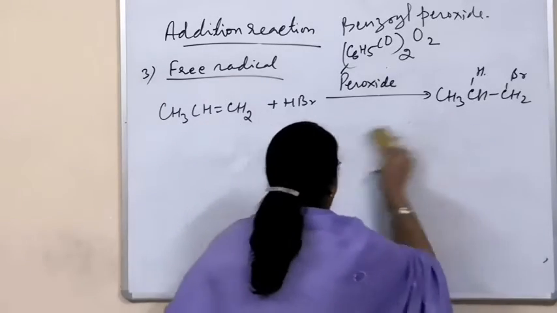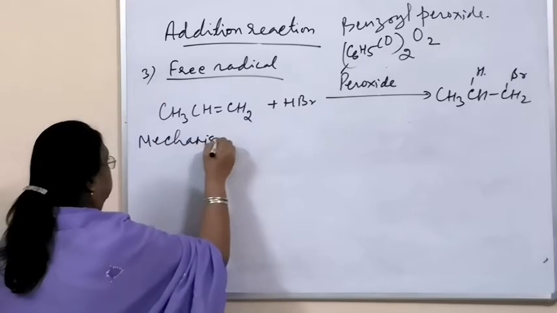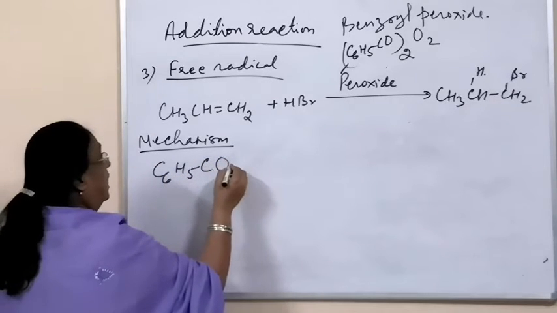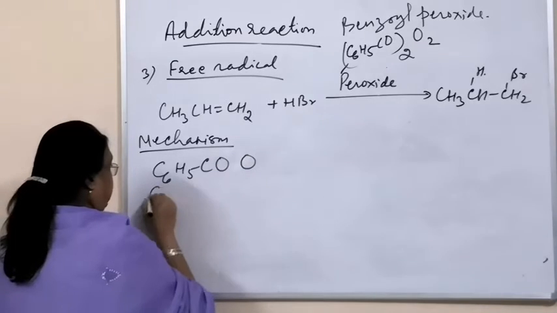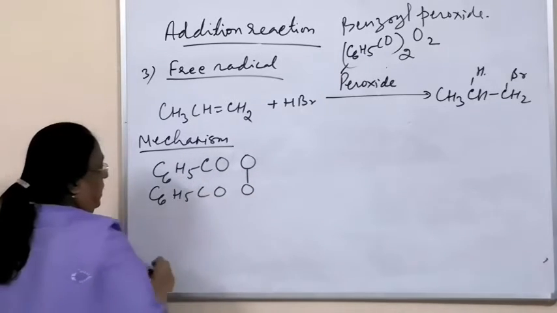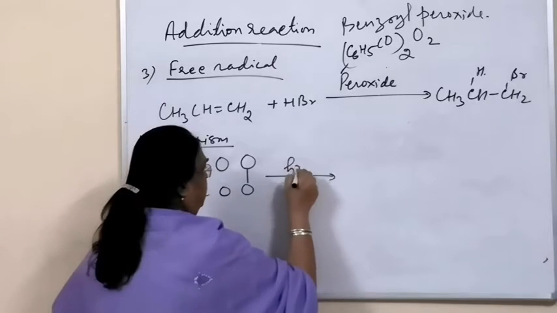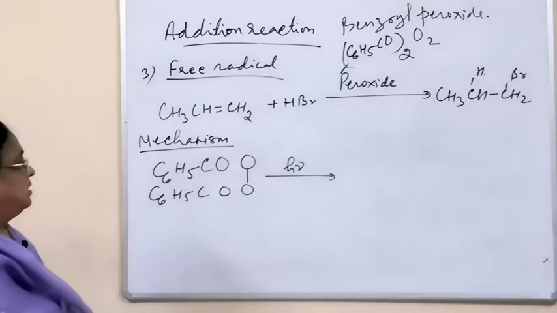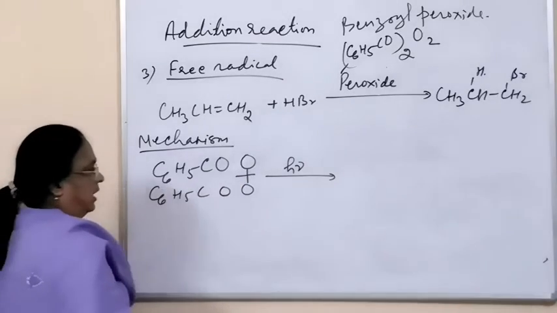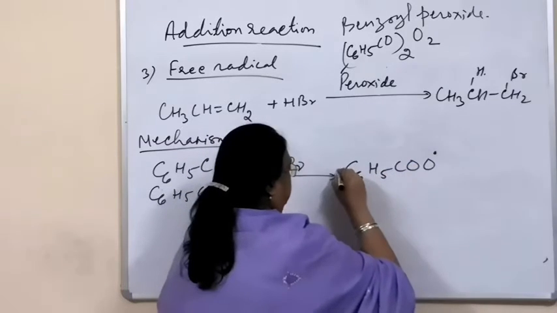So I show you the mechanism for this. In the first step, benzoyl peroxide, you can also write benzoyl peroxide like this, C6H5CO, these are the 2 molecules, oxygen bonded. Okay, this is benzoyl peroxide. In the presence of sunlight, you know, free radical reaction takes place in the presence of sunlight. Both parts are identical, so it will break homolytically and we will have benzoyl free radicals, 2 moles.